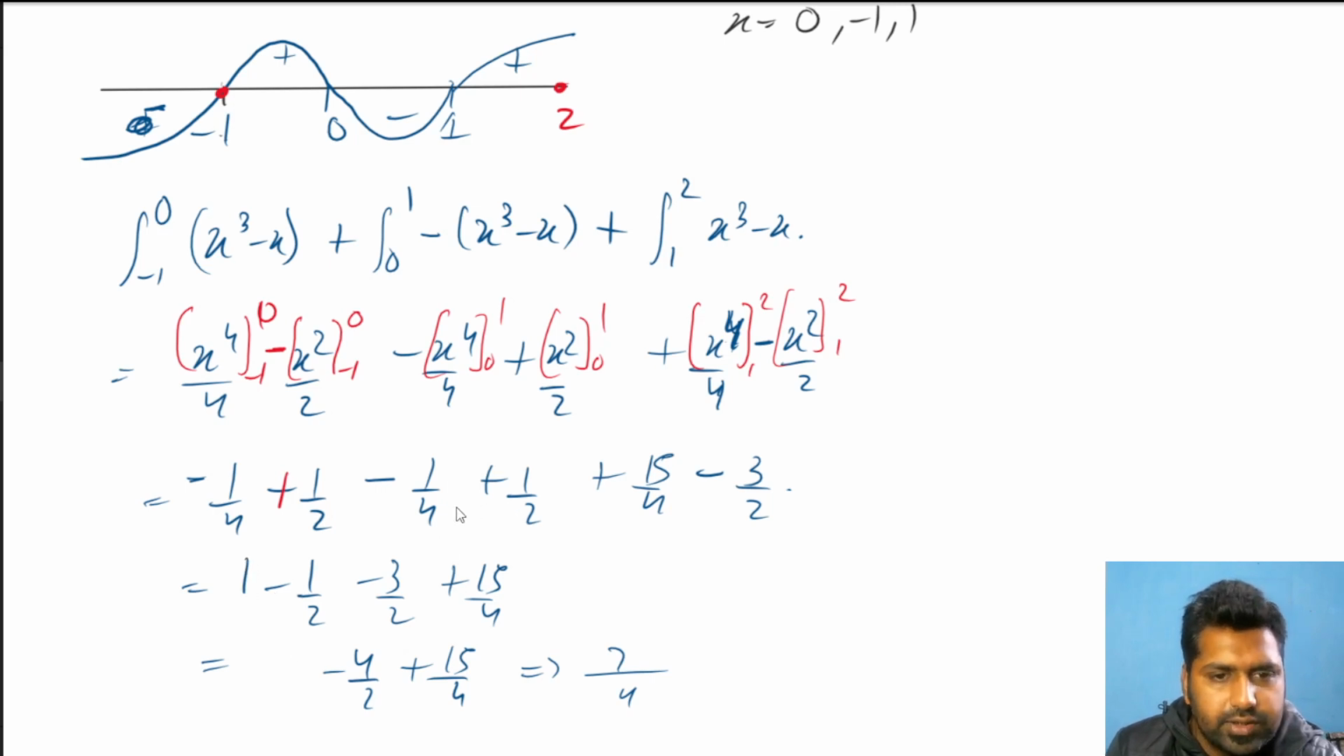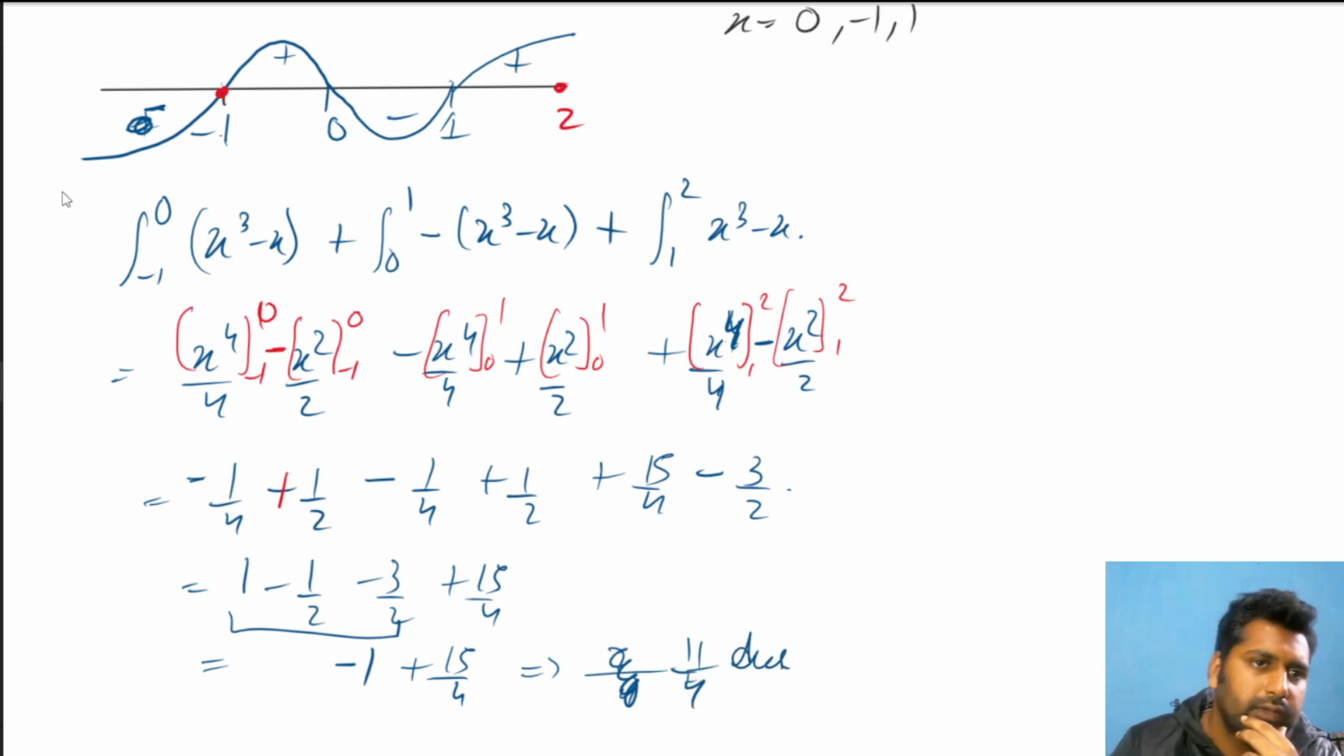Basically 1 additionally. Now that becomes 1 minus 1 by 2 minus this. So 1 minus 1 by 2 is plus 1 by 2, and this is negative negative, no, minus 2, so minus 1 basically. If I solve this, minus 1 plus 15 by 4, now you get 11 by 4. Yeah, that's the correct answer.